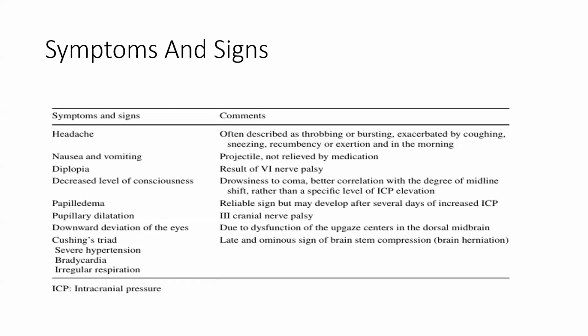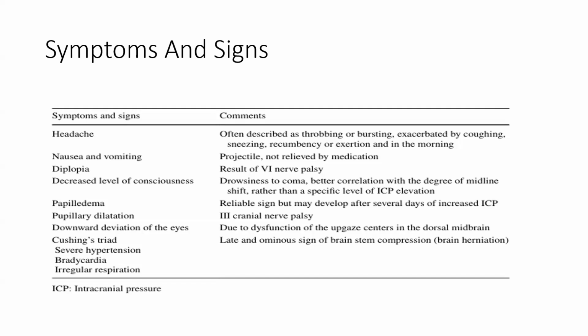So, symptoms and signs. Symptoms and signs are headache, nausea, vomiting, diplopia, decreased level of consciousness, papilledema, pupillary dilatation, downward deviation of the eyes, and Cushing triad, which is characterized by severe hypertension, bradycardia, and irregular respiration. Headache is often described as exacerbated by coughing, sneezing, recurring on exertion, and in the morning. Nausea and vomiting will be projectile, not relieved by medication.